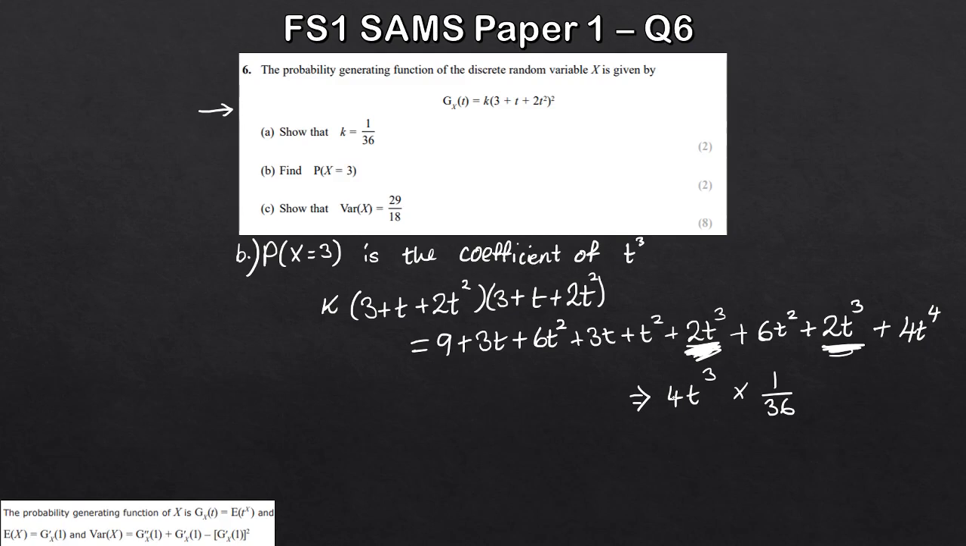Now obviously I only care about this 4 here, the coefficient of t cubed, so I get 4 over 36, which is equal, dividing top and bottom by 4, to 1 over 9. Okay, so 1 over 9 there. So the probability that x is equal to 3 is just simply 1 over 9. So that's part B. And then let's take a look at part C.